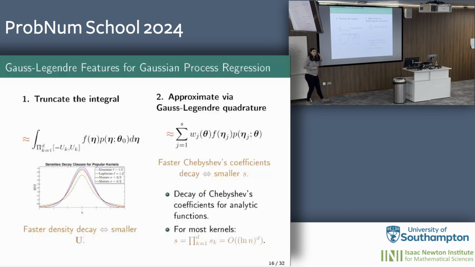Basically, we have two steps here. In the first step, we take this integral and truncate it into symmetric intervals. In the second stage, we take this truncated integral and approximate it with Gauss-Legendre. And the reason we do that is the following.